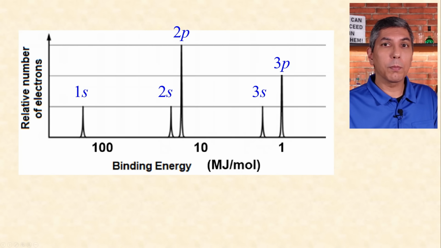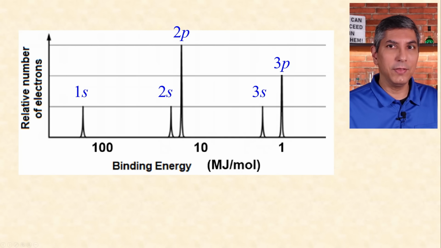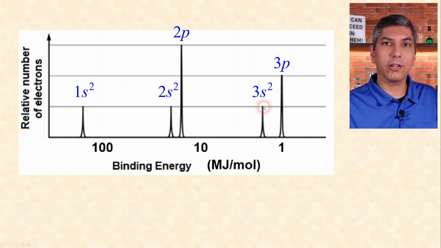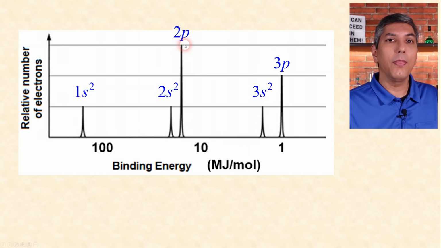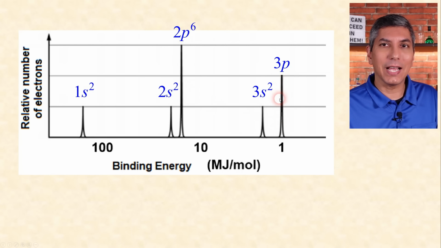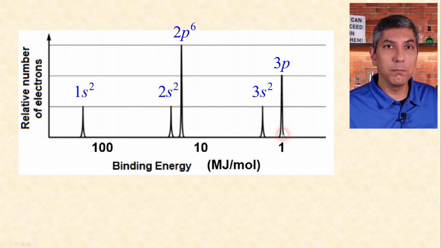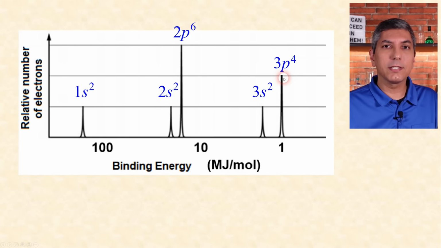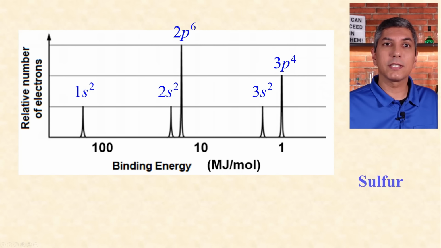The height of each peak represents the relative number of electrons found in that sublevel. If you've written electron configurations, you know that every s sublevel holds a maximum of 2 electrons. So each of these s sublevels has 2 electrons each. The 2p peak is 3 times higher than the s peak, so it must have 3 times as many electrons. So that would be 2p6. And notice that the 3p peak is twice as high as the s peaks, so it must have twice as many electrons. That makes it 3p4. We see that this electron configuration corresponds to the element sulfur.